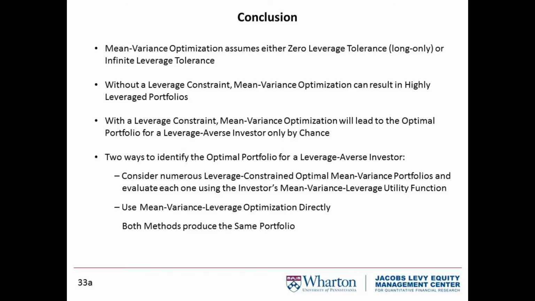So in conclusion, we find that mean variance optimization implicitly assumes either 0 leverage tolerance, meaning long only, or infinite leverage tolerance. We see that without a leverage constraint, mean variance optimization can result in highly levered portfolios. In one of the examples we showed, it was 91 times capital. With a leverage constraint, mean variance optimization will lead to the optimal portfolio for a leverage-averse investor only by chance.